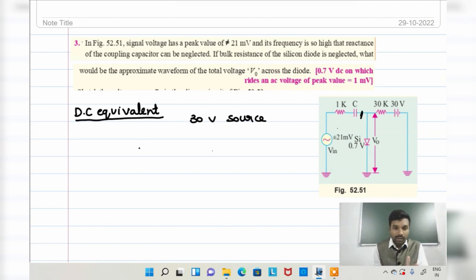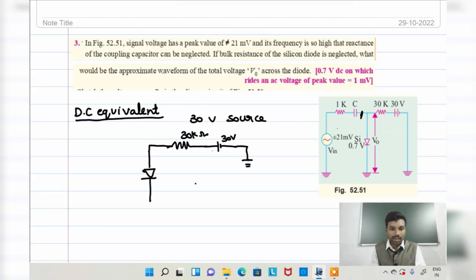So what portion is left for you? The diode portion is left, right? As well as the resistance here, that is 30k, and the voltage source, which is 30 volt, connected to the ground. Okay, this is the circuit we have.